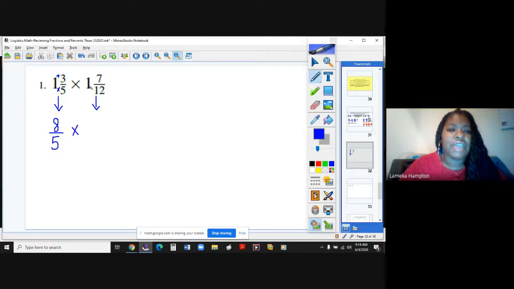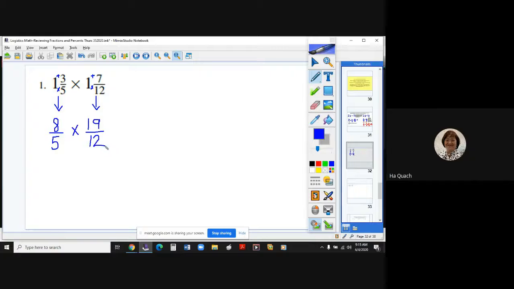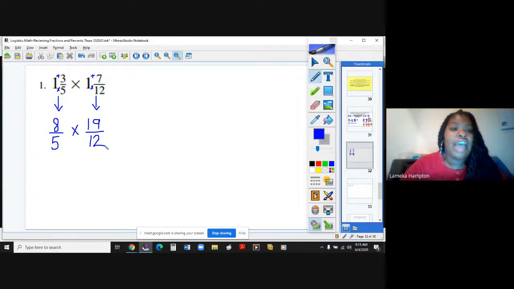and I'm going to do the same thing for 1 7 over 12. I am going to multiply 12 times 1, which gives me 12, and then 12 plus, and I'm going to put a plus sign here, 12 plus 7 is 19. 19 over 12. Okay, so what we have now, we have our 2 improper fractions, and now we can simply go ahead and multiply.